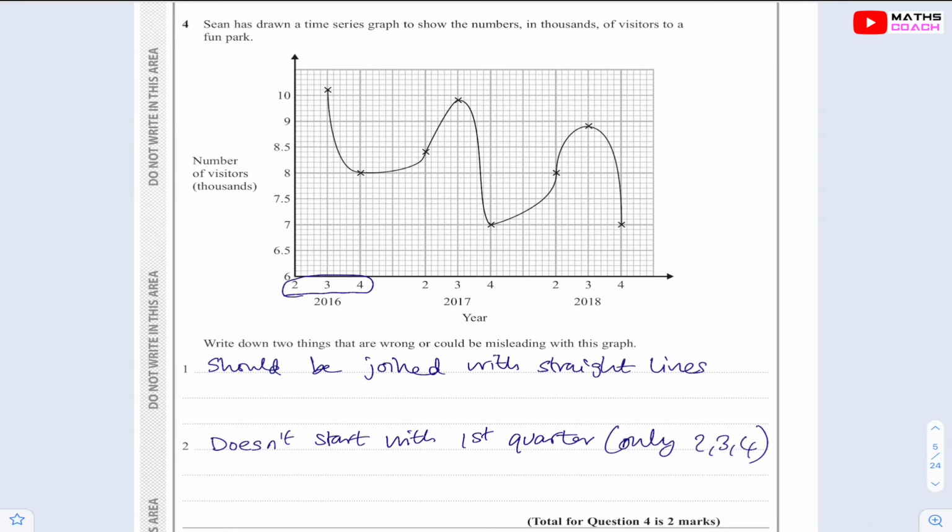Other things that you may want to write is that it doesn't contain 9.5. It doesn't mark that on the y-axis, whereas it's done it for the other numbers. It also doesn't start on 0. It starts from 6 on the y-axis, and many other things. But 2 marks is what the question is offering, and those 2 are sufficient.